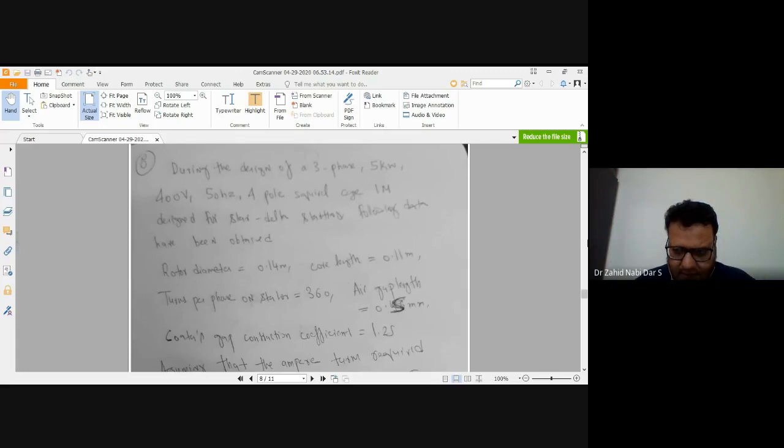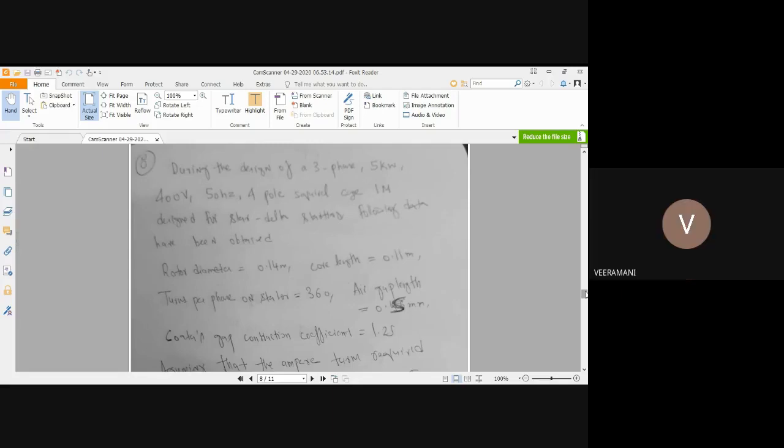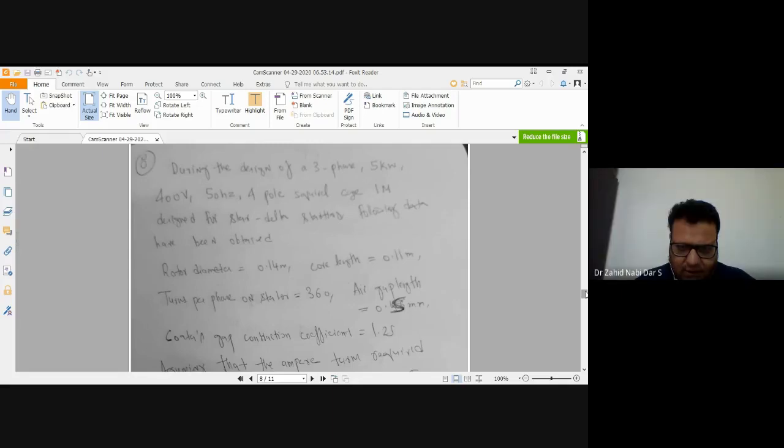During the design of a 3-phase 5 kilowatt 400 volt 50 hertz 4-pole squirrel cage induction motor designed for star delta starting, the following data has been obtained. Your rotor diameter is 0.14 meter. Your core length is 0.11 meter. Turns per phase on stator is 360. Air gap length is 0.5 millimeter. So you just see, this is in meter, this is in meter, this they have given in millimeter. And your gap contraction factor is 1.25.